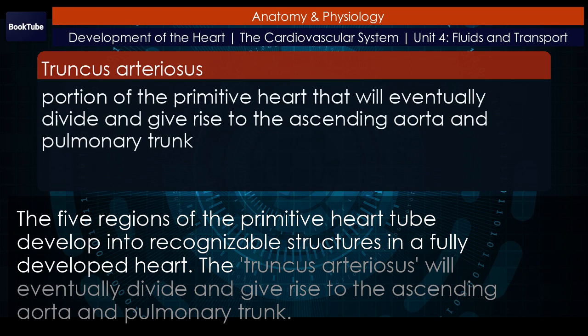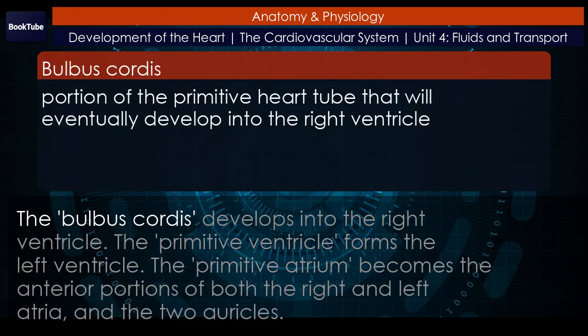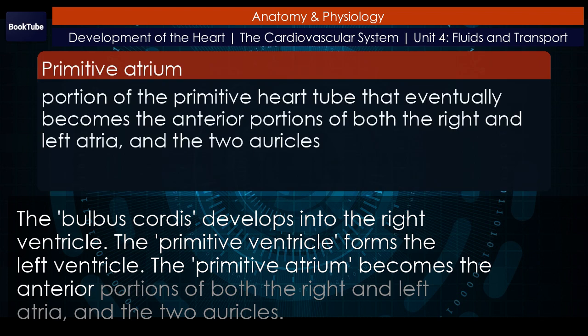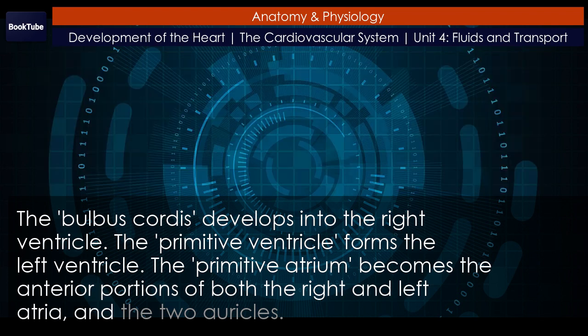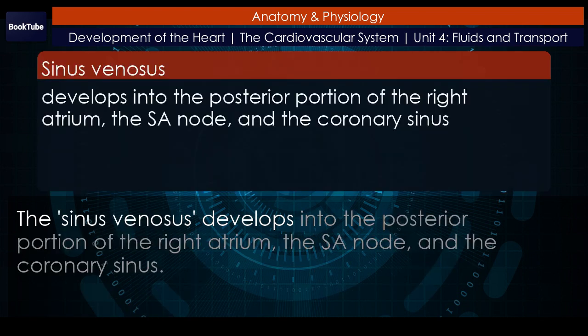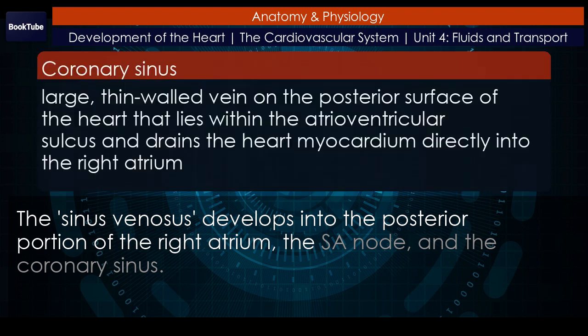The truncus arteriosus will eventually divide and give rise to the ascending aorta and pulmonary trunk. The bulbus cordis develops into the right ventricle. The primitive ventricle forms the left ventricle. The primitive atrium becomes the anterior portions of both the right and left atria, and the 2 auricles. The sinus venosus develops into the posterior portion of the right atrium, the SA node, and the coronary sinus.